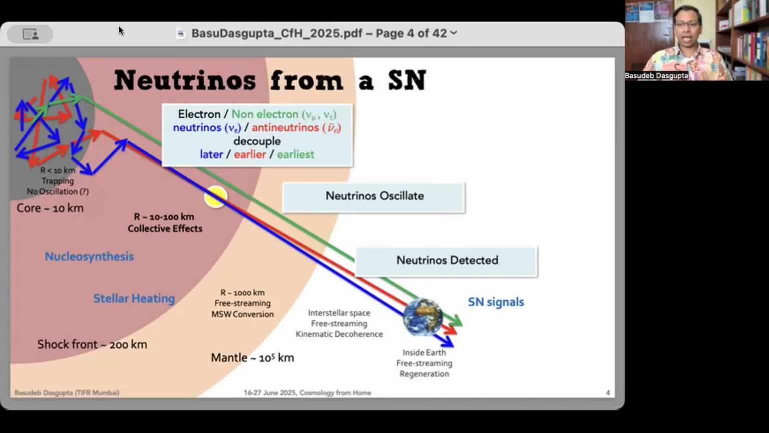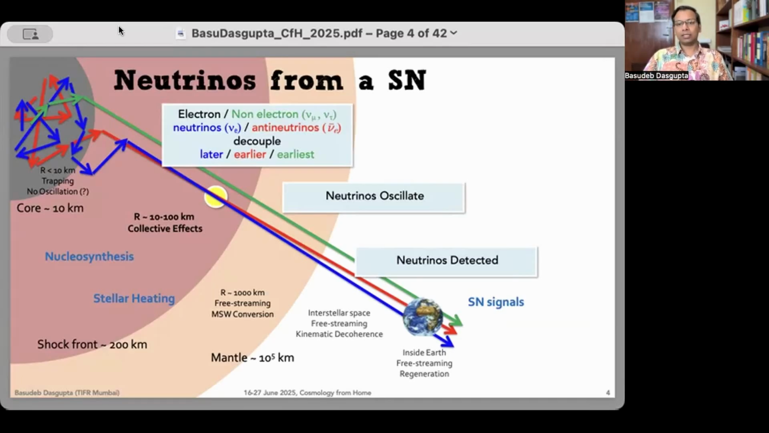And this oscillation can happen in many different ways. Very close to the center of the star, inside essentially the core, neutrinos are expected to not oscillate. This is mainly because the density is very high and the mixing angles are suppressed. Though there can be interesting twists to this story, we'll come to that later. At distances of about 10 to 100 kilometers, there is a very intricate kind of neutrino oscillation that's called collective oscillation. I'll tell you a little bit more about that later.